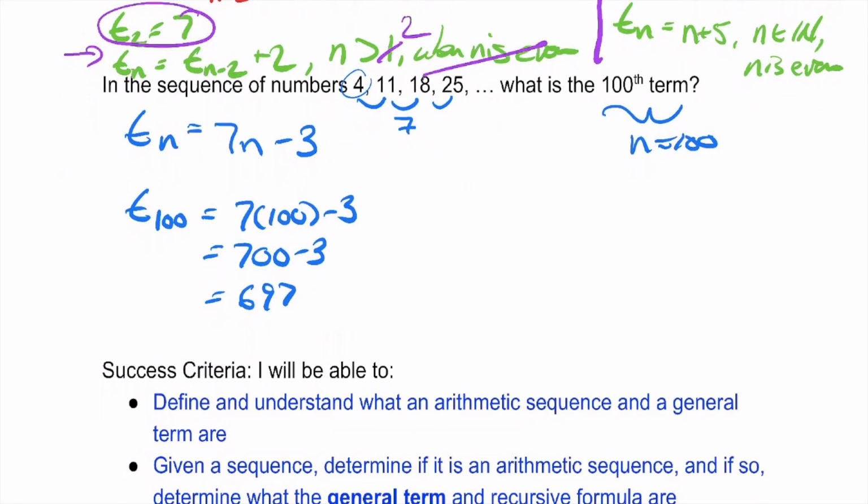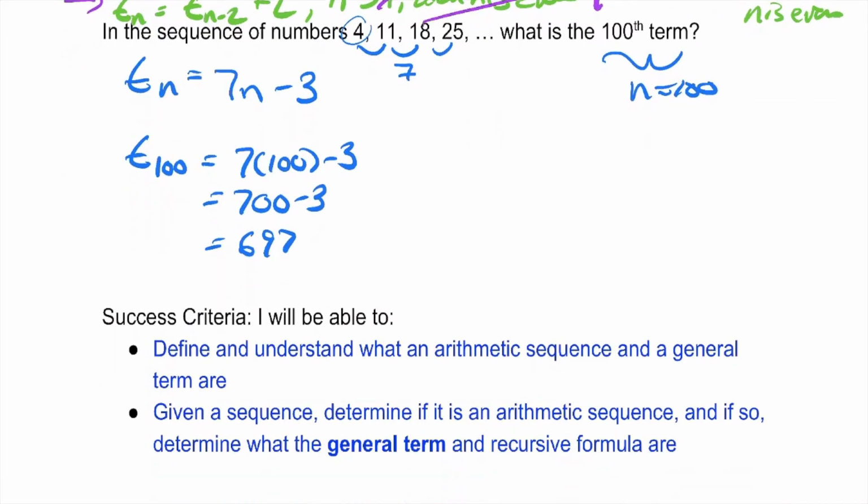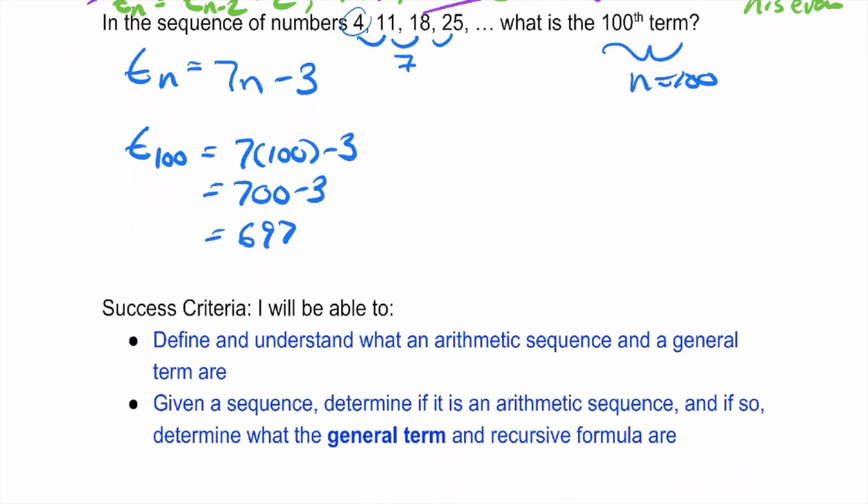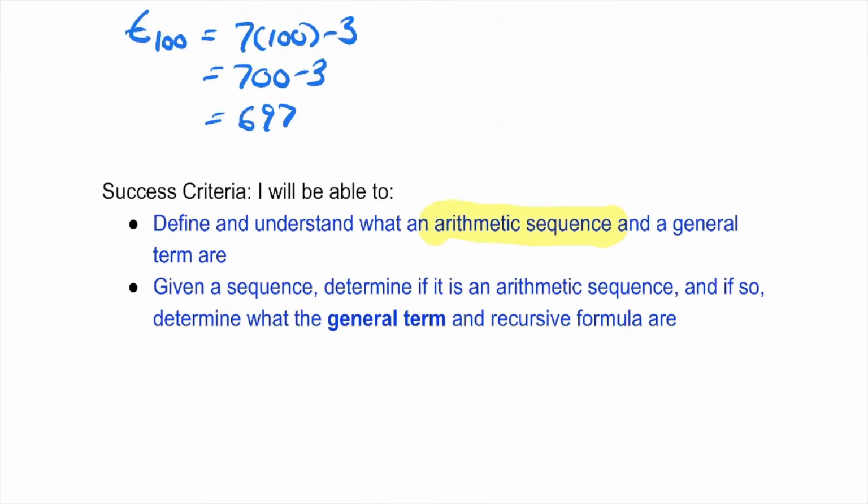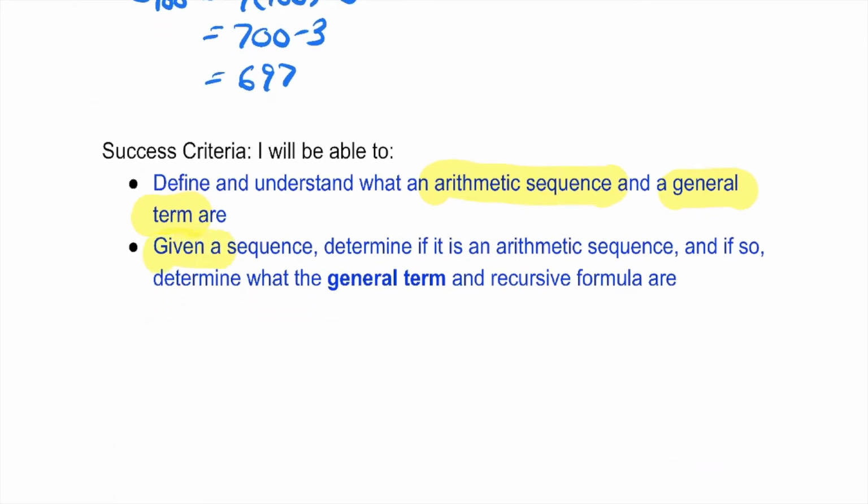So pretty straightforward, and in fact this last example is going to lead us into arithmetic sequences. We're going to define and understand what an arithmetic sequence is and the general term for an arithmetic sequence. And then if we were given a sequence, we could determine if it is an arithmetic sequence or not. So in order to do that, we need to know what an arithmetic sequence is, and if so, determine what the general term and recursive formula of it is. So for any arithmetic sequence, we should be able to derive a general term and recursive formula.